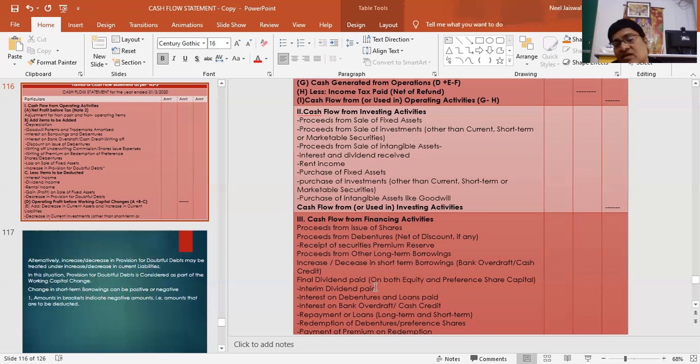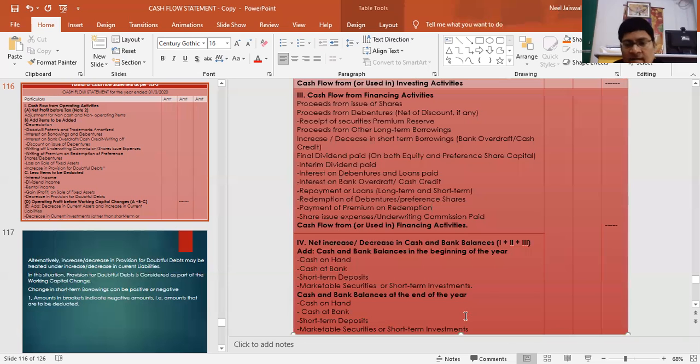So we are subtracting here the dividend paid, interest paid, interest on bank overdraft or cash credit, repayment of loans, redemption of debentures or preference shares, buying back of equity shares, and payment of premium on redemption. Remember, that was also our loan, premium on redemption from Schedule 3, so that also needs to be subtracted. Share issue expenses and underwriting commission paid are all financing expenses, so they all need to be subtracted.